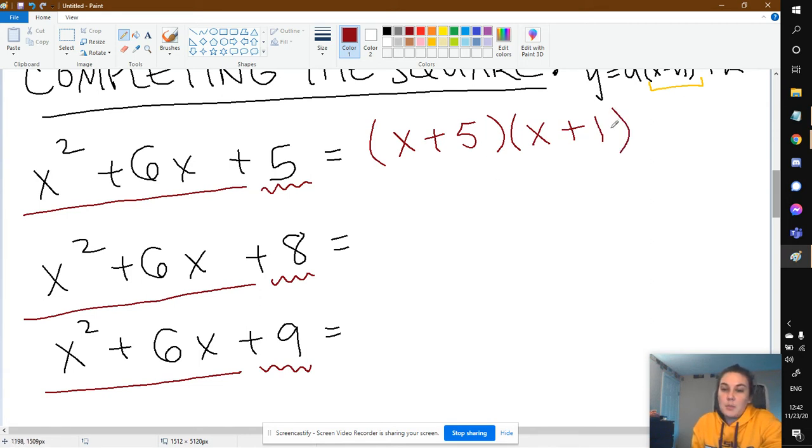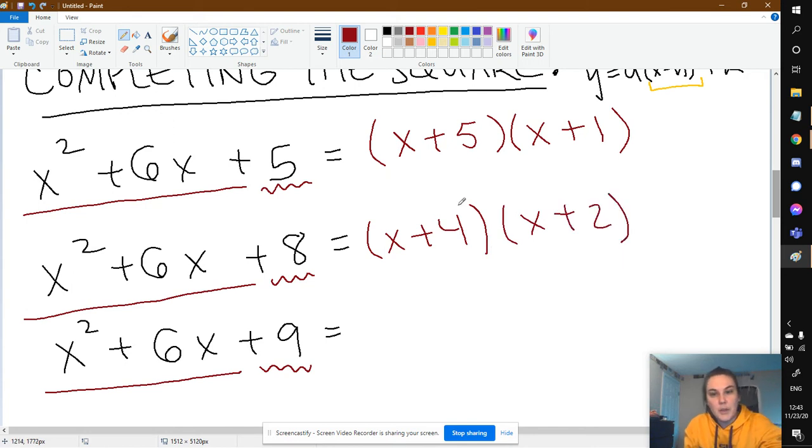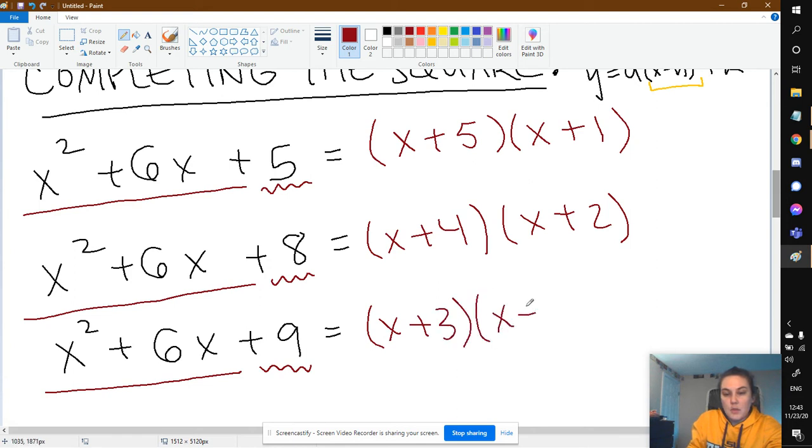So we're going to do 5 times 1 is 5, and 5 plus 1 is 6. If we had an 8 on the back instead, x squared plus 6x plus 8, this would be 4 and 2. Right? Because 4 times 2 is 8, and 4 plus 2 is 6. This bottom one would be x plus 3 and x plus 3, since 3 times 3 is 9, and 3 plus 3 is 6.